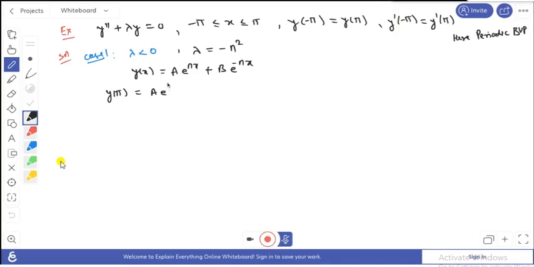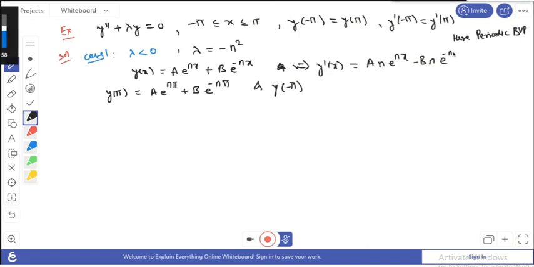y(pi) is a e to the power n pi plus b e to the power minus n pi. And what is y(minus pi)? And from here we can write, what is y prime(x)? It is a n e to the power nx minus b n e to the power minus nx. So y(minus pi) means a e to the power minus n pi plus b e to the power n pi, and these two are same.